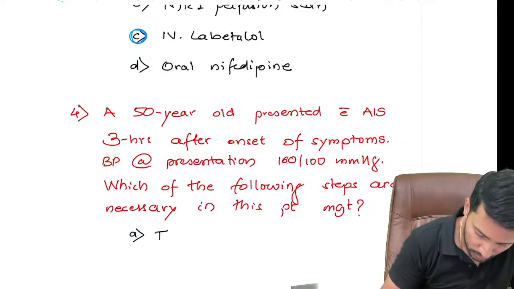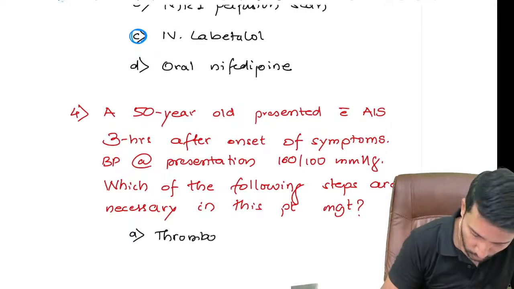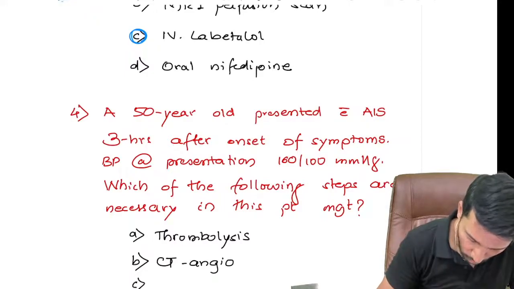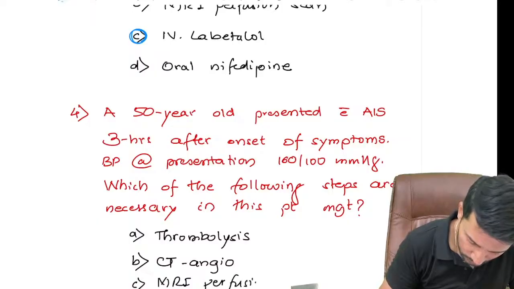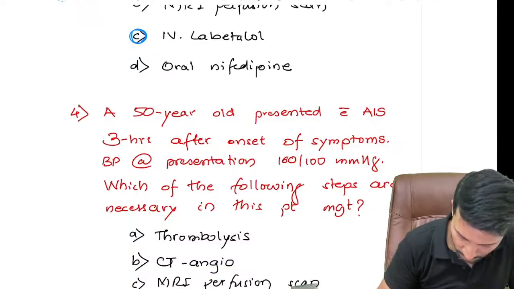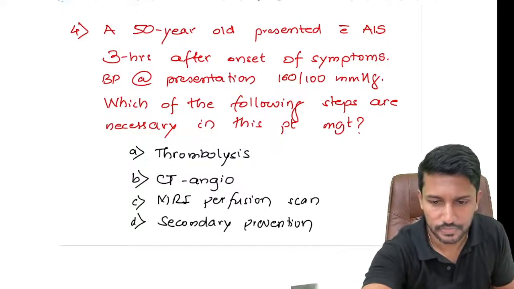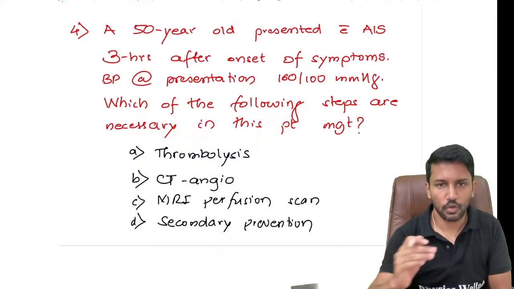Okay, so option A, thrombolysis. Option B, CT angiogram. Option C, MRI perfusion scan. Option D, secondary prevention. Okay, so in this question, we will have multiple correct answers. So choose what all comes as correct answer.